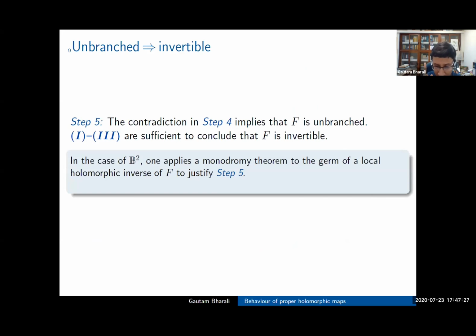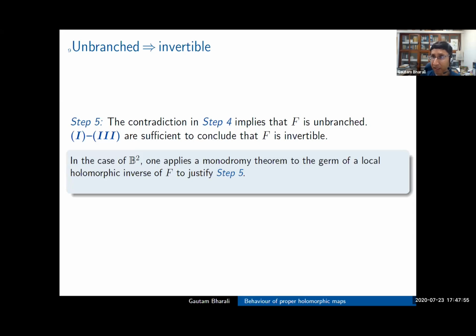So remember, this is the complex case. To say that f is unbranched means to say that E sub f is empty, which means, by the complex analog of the inverse function theorem, all you would have proven is that f is locally invertible. This is not quite the result that we want, right? Because the phenomenon is that if f is a proper holomorphic map, then f should be invertible.